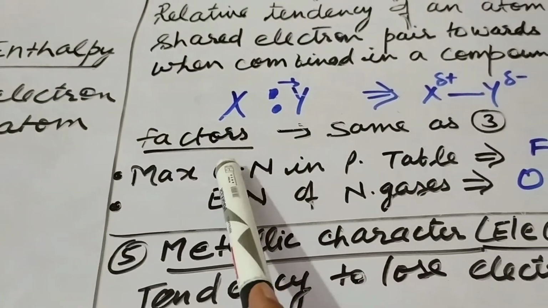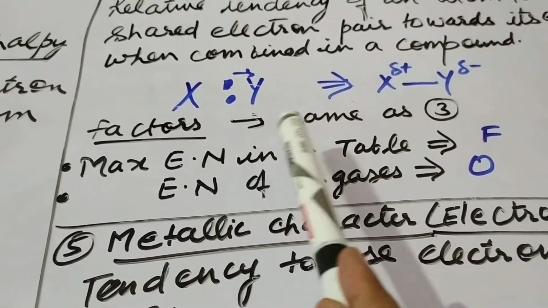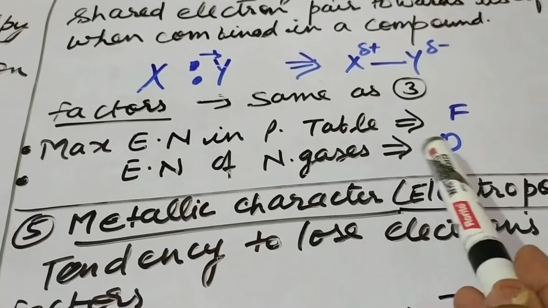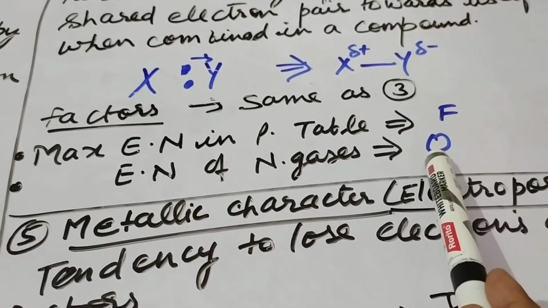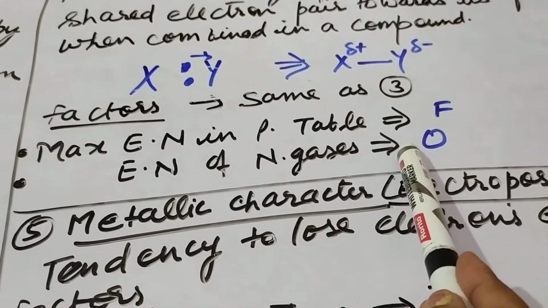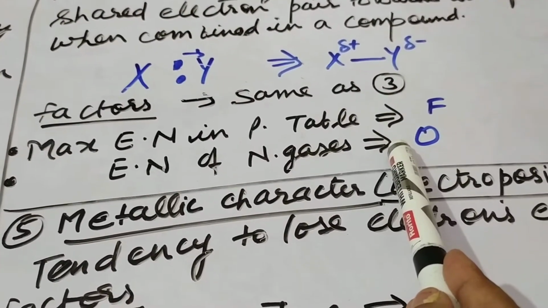Now, the maximum electronegativity is of fluorine because it decreases down a group, and for noble gases it is 0 because noble gases have a stable electronic configuration, so they need not accept an electron, they need not gain any electrons.